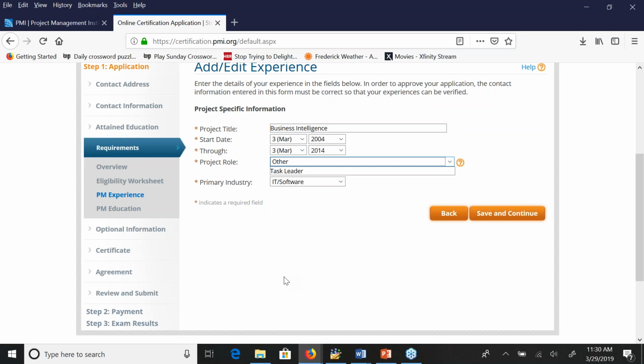PMI wants people who were leaders, people who were managers. They do not want contributors. They want people who are managing projects to be project management professionals. And you can't fault them for that. That's kind of the road they've gone down. So that's one of the places where you can really choke on your application. And as far as what other title, just make sure it sounds, well, managerial.